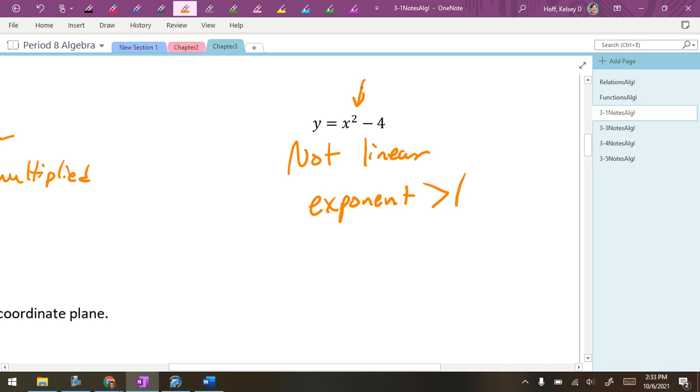So what you're going to see today is they're going to give you a bunch of different equations, and you just have to determine, yes, they're linear, no, they're not. And what you're looking at is your variables can't be in the denominator. They can't be multiplied together. And if you have any exponent greater than 1, not linear.